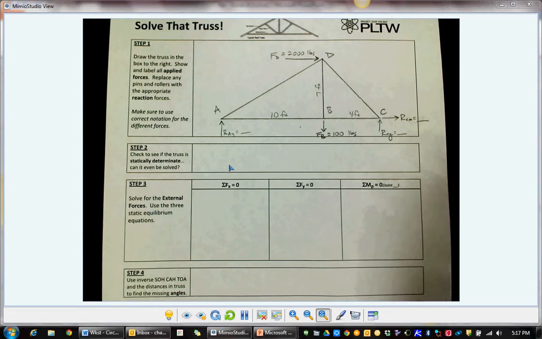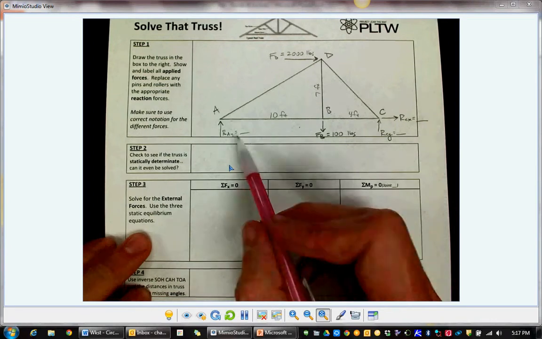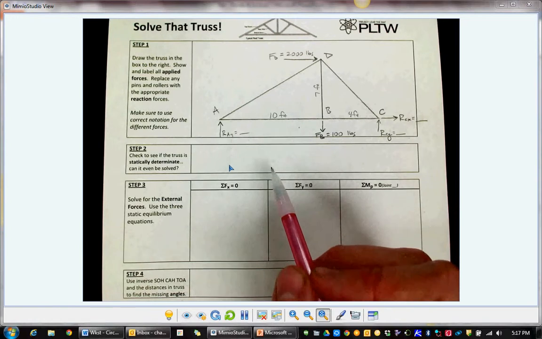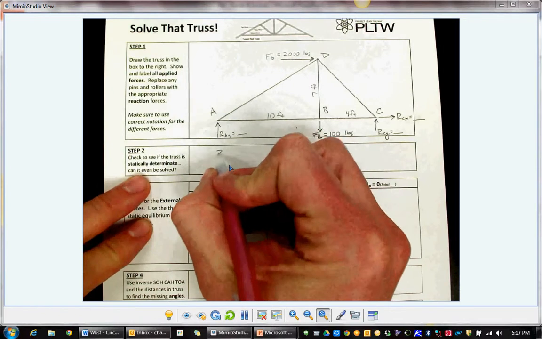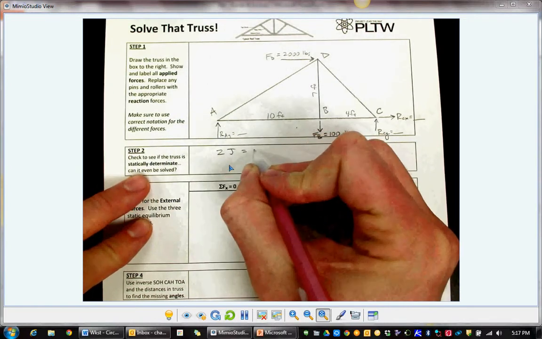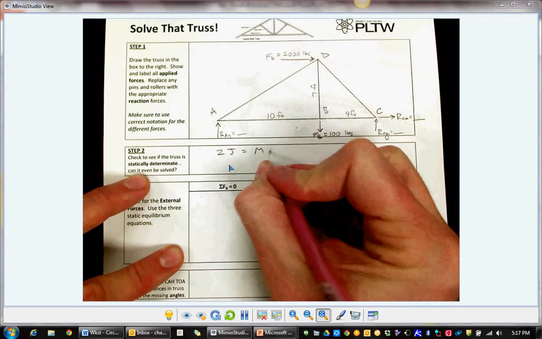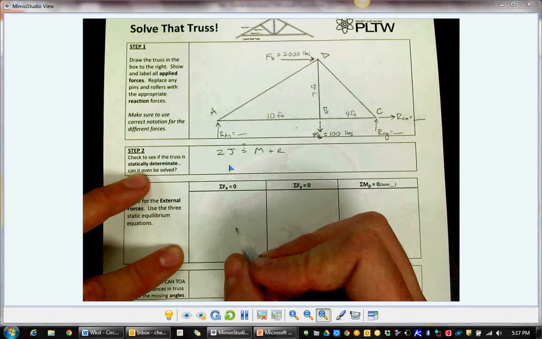We're ready to solve. Our first thing we have to do is find out those external forces, RAY, RCY, and RCX. Before I even jump into that, I want to make sure this truss is statically determinate. Can it be solved, or will there be some built-in forces within these members that we can't account for? Let's check and see if it's statically determinate. To determine that, we're going to look at this equation here. 2 times the number of joints equals the number of members plus the number of reaction forces. We want to determine if that is in fact true. If it's true, it's statically determinate. We'll go on and solve the rest of the problem.